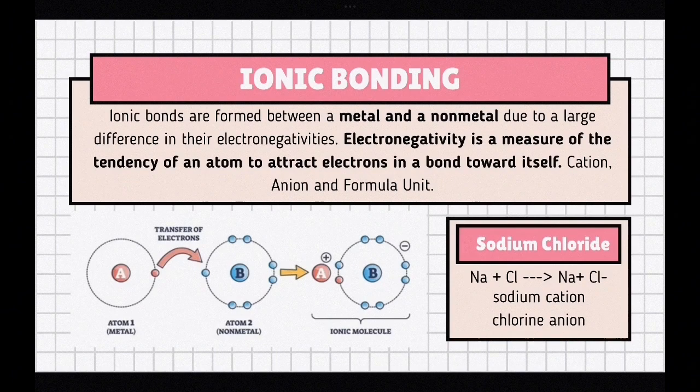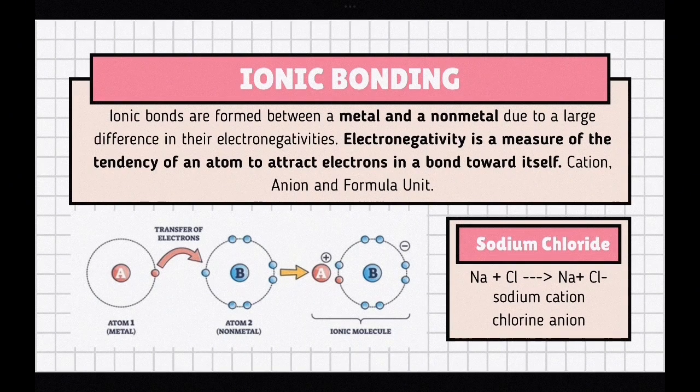Now, when we say ionic bond, definitely they are formed between a metal and non-metal due to a large difference in their electronegativities. Electronegativity is a measure of the tendency of an atom to attract electrons in a bond toward itself, such as cation, anion, and a formula unit.